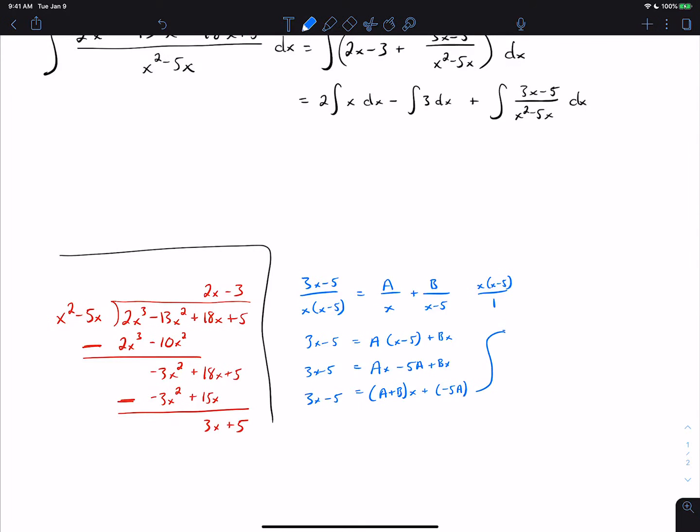A plus b then has to equal 3, and negative 5a equals negative 5. That gets us that a is 1, and plugging into the first equation, 1 plus b is 3, so b is 2.